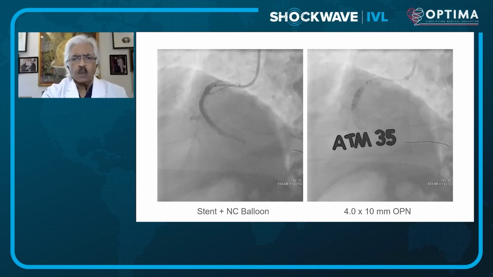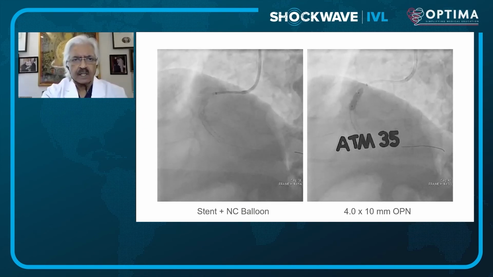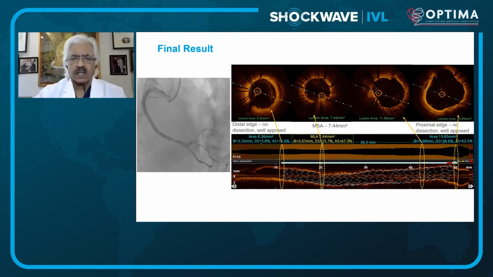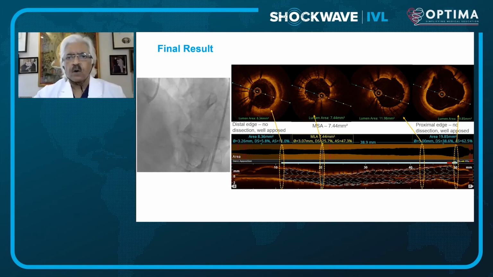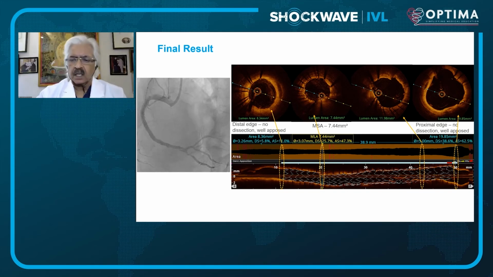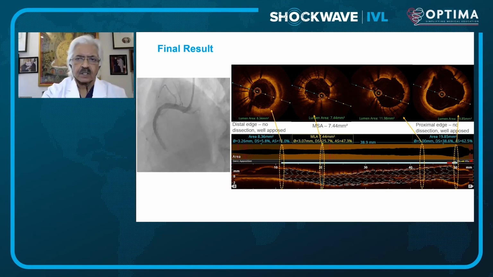And then an OPN, ultra-high pressure balloon, is taken up to 35 atmospheres to relieve that residual stenosis, giving us a great final result, as you can see in the left side angiogram. And of course, we have a lumen of 12 square millimeters at the tightest point where the vessel was not being dilated. I had concentric, thick, deep calcification.